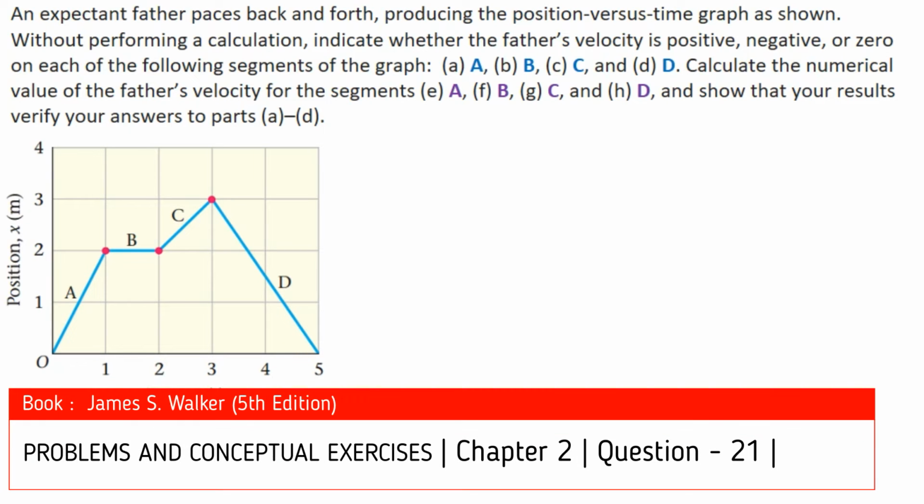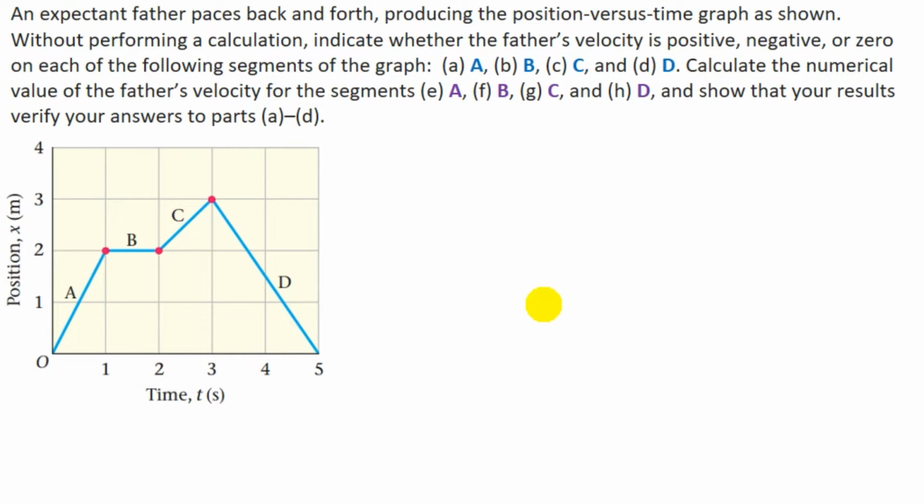Now here in this question, we are given the position versus time graph for a father. We have to indicate whether the father's velocity is positive, negative or zero on each of the following segments of the graph. The segments we have are A, B, C and D.